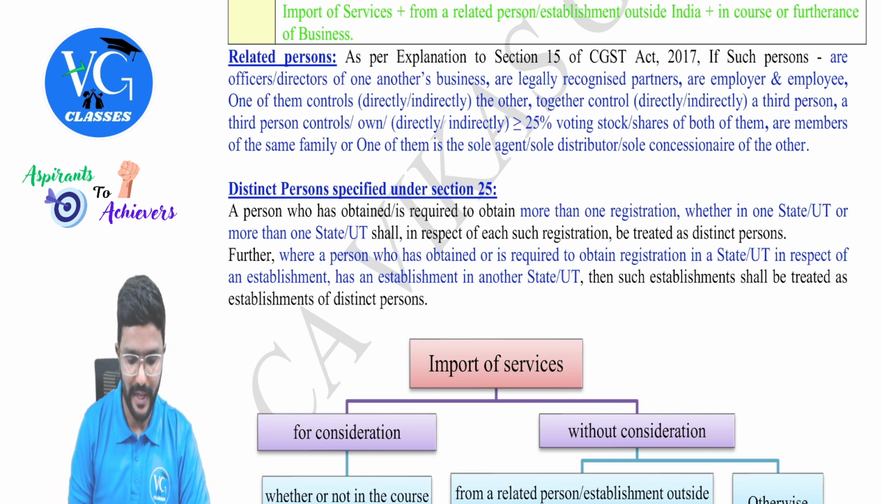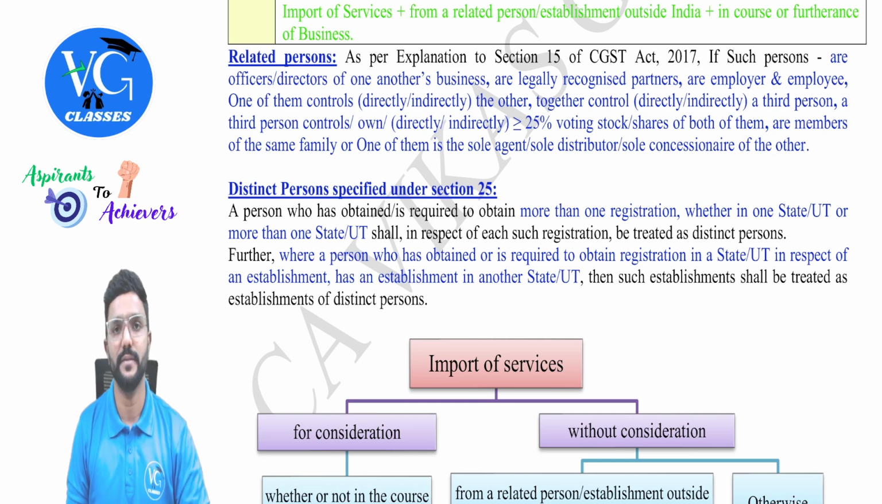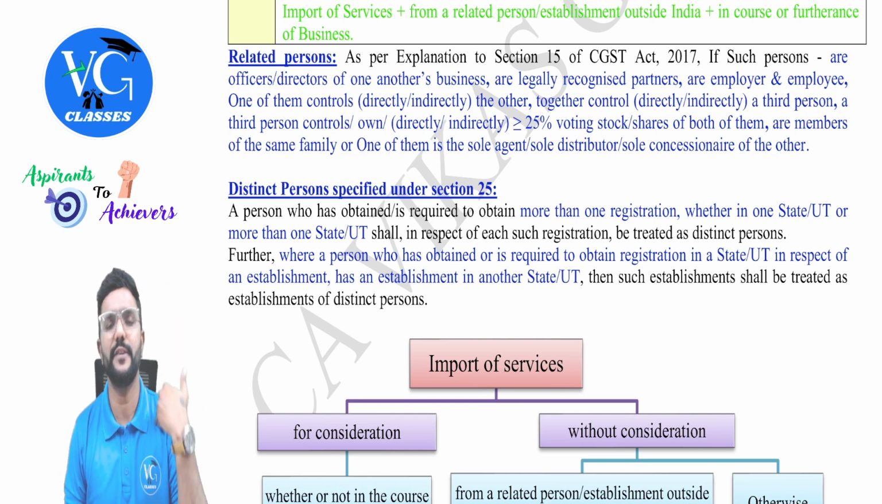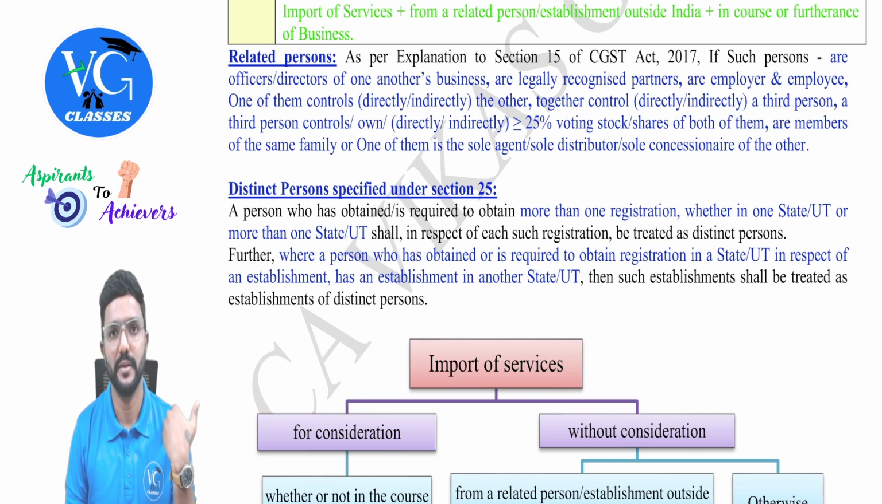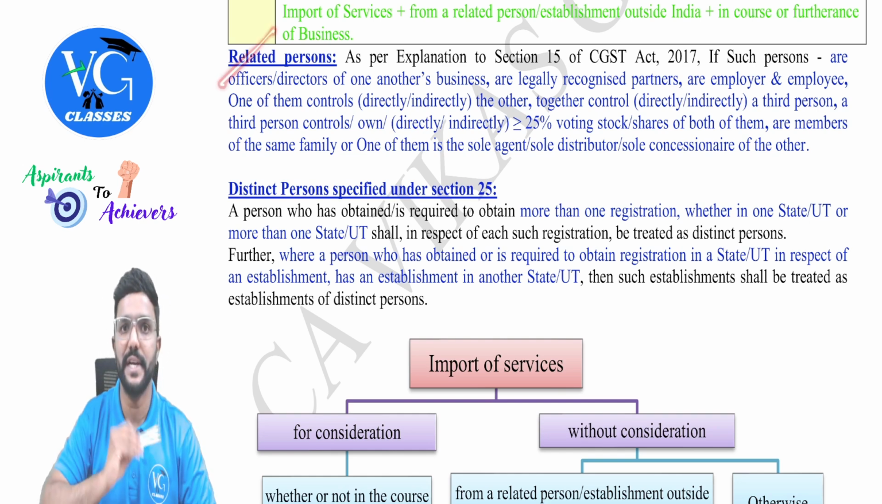Last one. One of them is the sole agent or sole distributor or sole concessionaire of the other. Now assume you are working as a sole agent for me. I am your principal. Are we both related? Yes, we both are related. So we understood who is a related person.